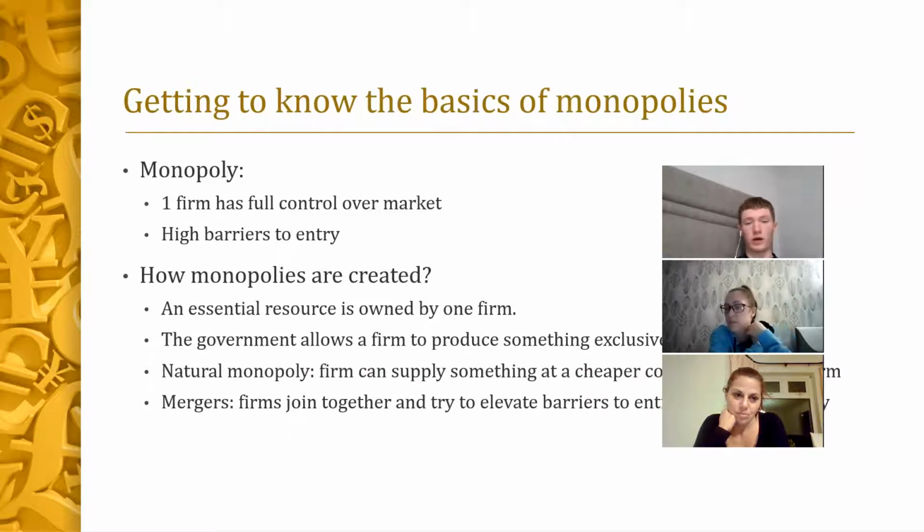The first one is where one firm owns a key resource, for example, in a small town where there's only one petrol station. The second way is when a government allows a firm to produce something exclusively. This can be seen through patents, for example, which I'll talk about later in the healthcare system. A natural monopoly is the third way, which is where a firm can supply something at a cheaper cost than other firms. And finally, a merger, which is where firms come together and try to elevate the barriers to entry and form a monopoly this way.